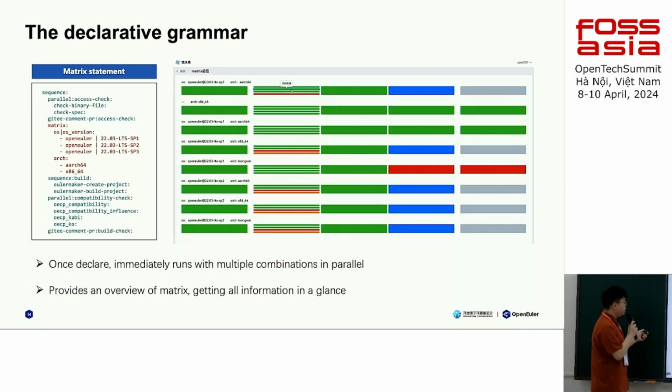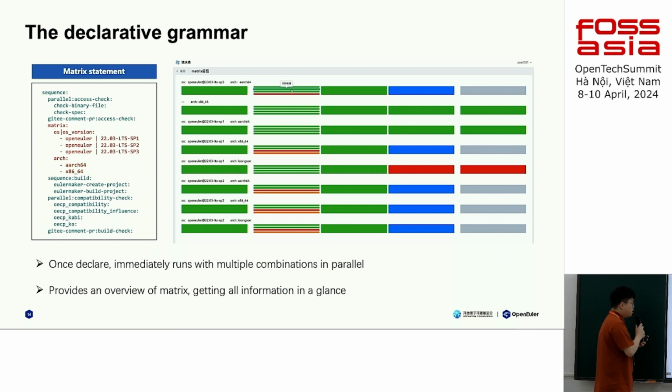And the matrix keyword is used to announce different kinds of combinations. Like if you submit a job, but you need it to run in different kinds of distros and different kinds of architectures to test it, you could just use this keyword to simply split your single workflow into many combinations.